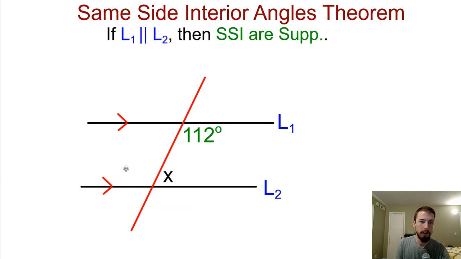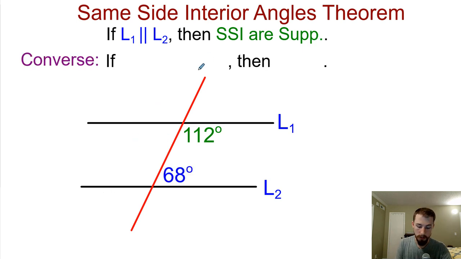And same thing with the same side interior angles theorem. So if the lines are parallel, then the same side interior angles must be supplementary. It's kind of odd because there's two there. Anyway. So here we have two same side interior angles. We can see that because they're both on the same side of the transversal, but the interior of the parallel lines. So they must be supplementary if the lines are parallel.